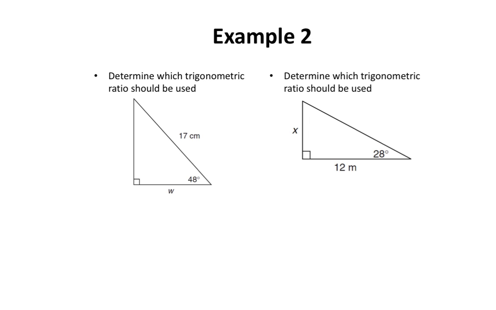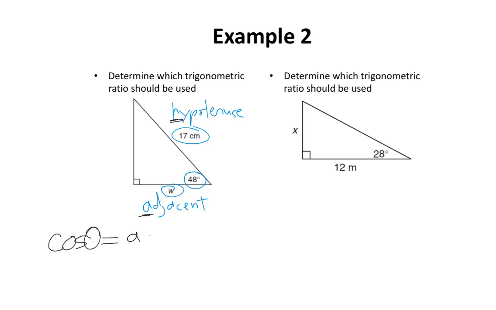In our second example, we want to determine which trigonometric ratio should be used. Again, the first thing you should look at is the angle which is given, that is 48 degrees. Remember, everything is going to be relative to that angle, which means the side length of W is going to be called the adjacent, whereas the side length of 17 centimeters is going to be called the hypotenuse. The hypotenuse is always opposite to the 90-degree angle. So at this point, you need to remember your mnemonic of SOHCAHTOA and think about which ratio contains the letters A and H, and that would be CAH. So that is cos theta, which is equal to adjacent over hypotenuse.